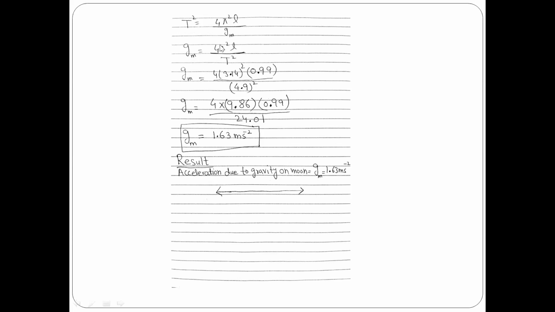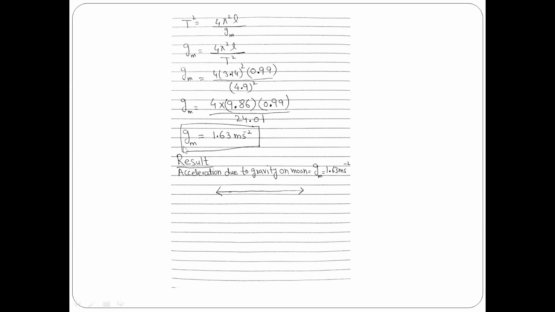4 pi value is 3.14 and length is given to me 0.99 and time period is given to me 4.9 square. Just plug in the values and after solving this, you will get the value of g on the surface of the moon is 1.63 meter per second square.